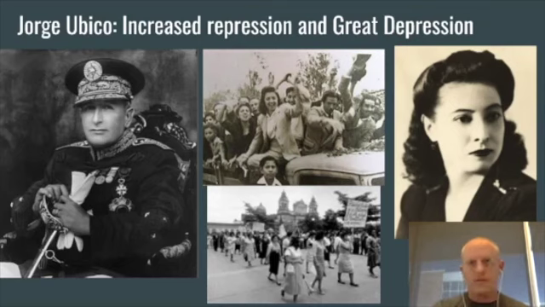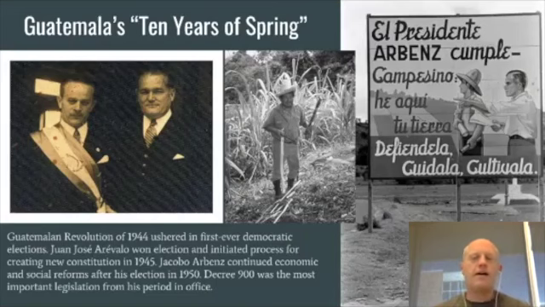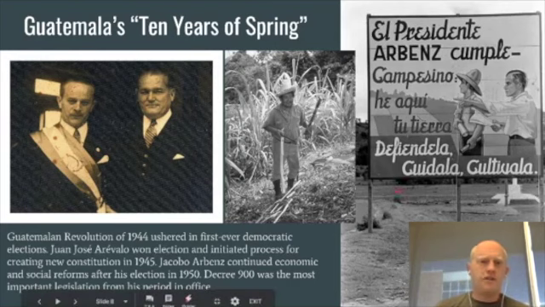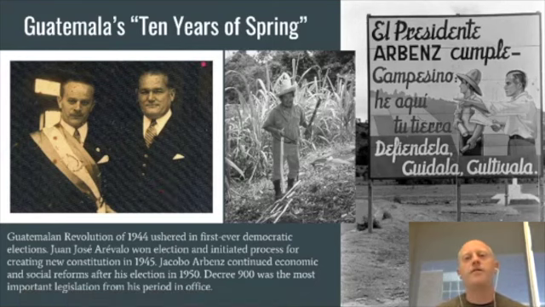In response to that, the protests galvanized and continued. Ubico was forced to step down on July 1st, 1944, and in the wake of his resignation, for the first time ever, new open democratic elections were held, in the fall of 1944. In those elections, this man here on the right, named Juan Jose Arevalo, was elected and became president of Guatemala. Again, this was the first democratic election ever in Guatemala that was a free and open democratic election.